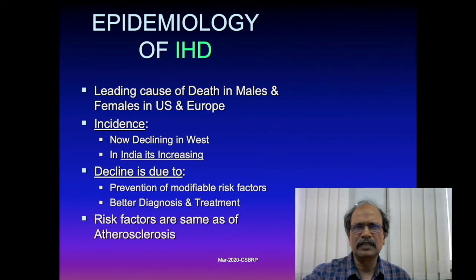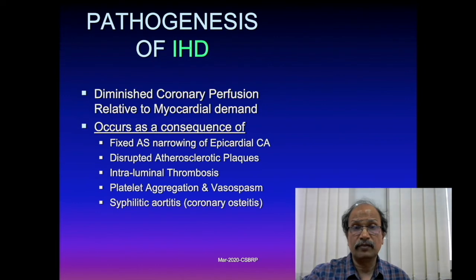If you look at the epidemiology, it is the leading cause of death in males and females in the US and Europe, or white population or developed countries. In our country, the incidence of cardiac diseases is on the rising trend. The decline in deaths in males and females in Western countries is due to altering the modifiable risk factors, and better diagnosis and treatment being available, and hence there is a decline in death rate due to ischemic heart disease in the Western population. The risk factors for ischemic heart disease are the same as atherosclerosis: genetic susceptibility, hypercholesterolemias, and sex or hormones which offer some protective nature.